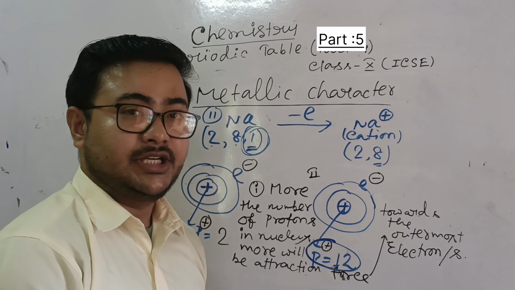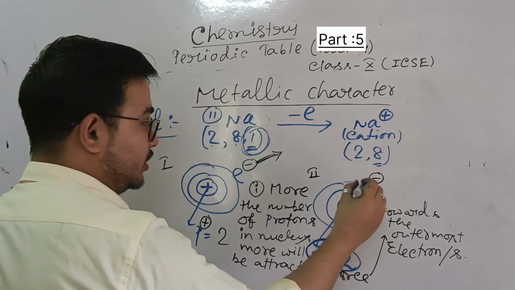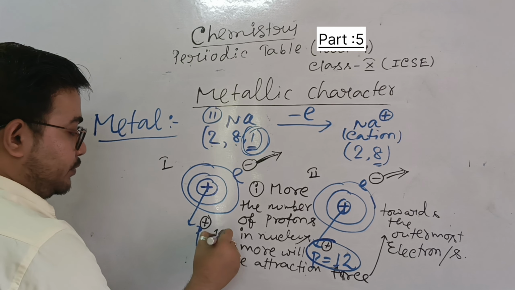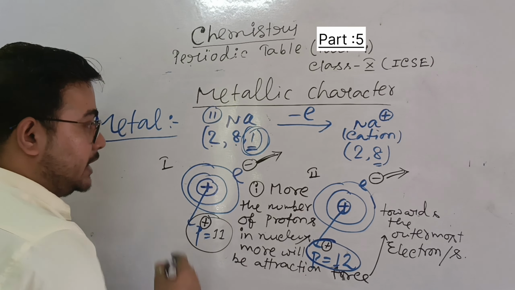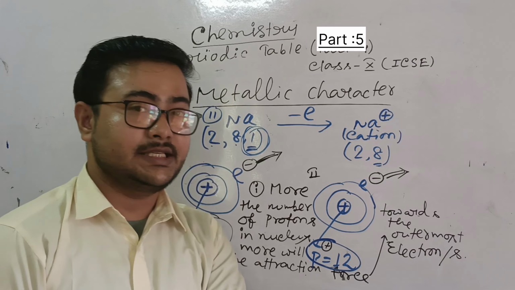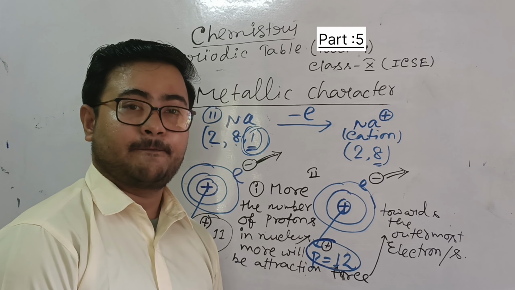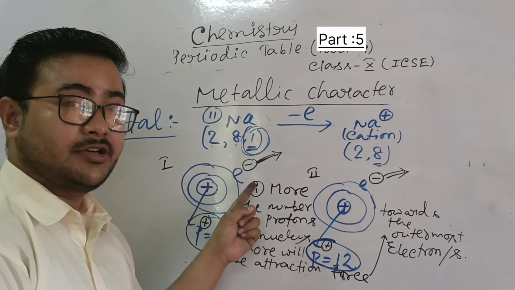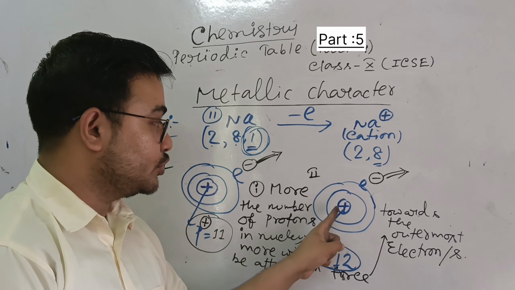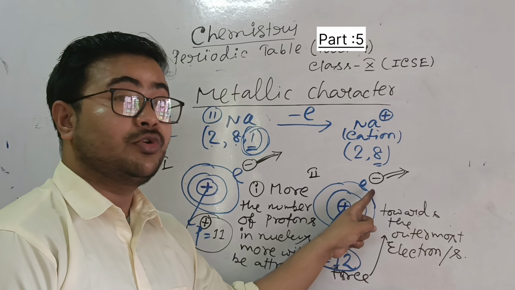Which one is easier, removal of this electron or removal of this electron? Consider here 11 protons, here 12 protons. Tell me which one is easier to remove, this electron or that electron? Obviously this electron. Why? Since here the number of protons is more, so this nucleus attracts the outermost electron with more force.